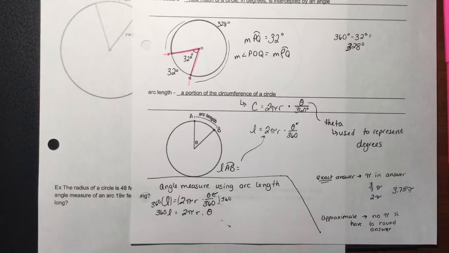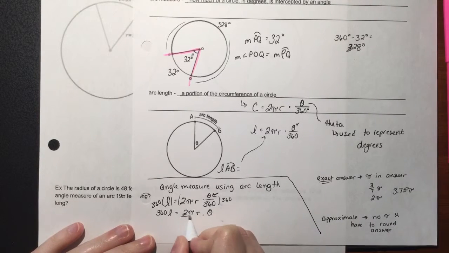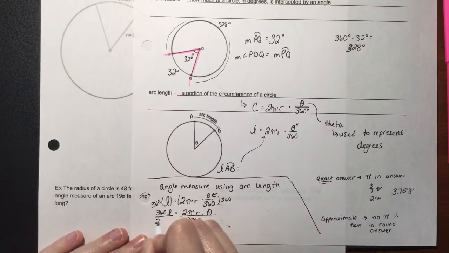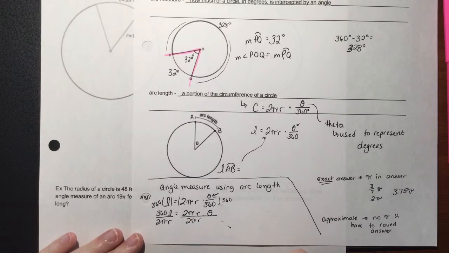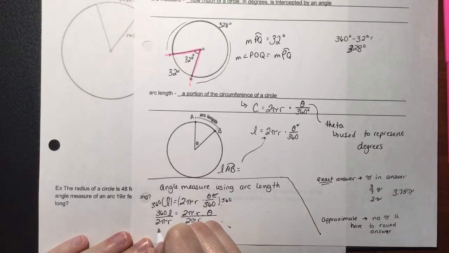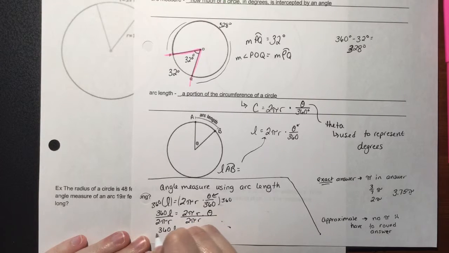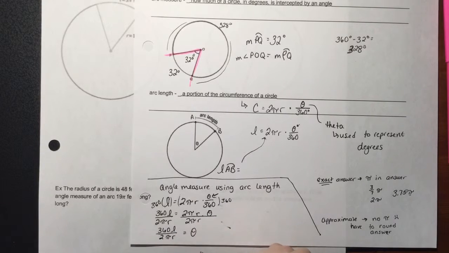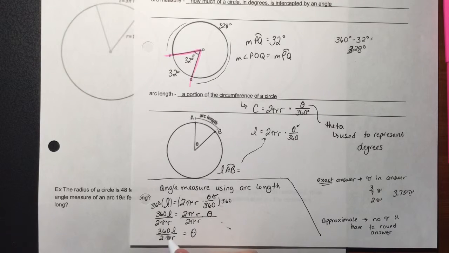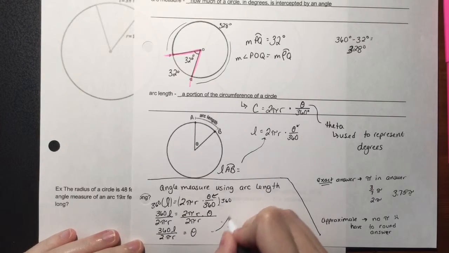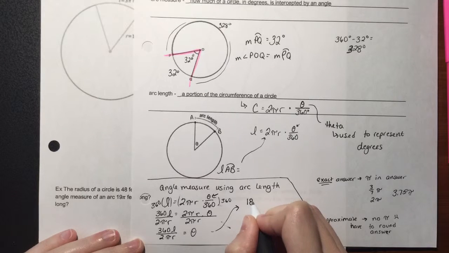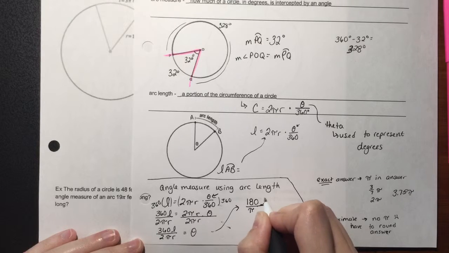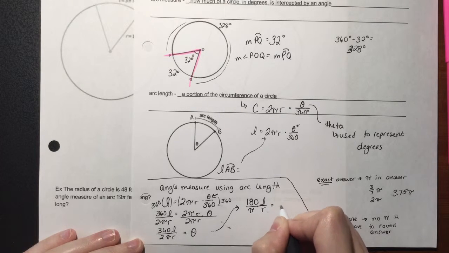So theta is not all by itself on one side of the equal sign because it's being multiplied by 2 pi r. So if we divide both sides by 2 pi r, that'll leave us with 360L over 2 times pi times r will give us our theta. Now if you notice, we've got 360 over 2, and we can simplify that. 360 over 2 is going to give us 180 over pi times the length over the radius, and that's going to give us theta.